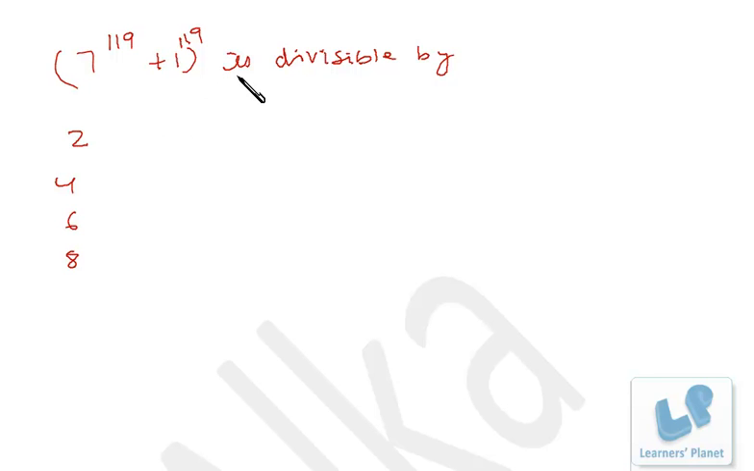If this expression is divisible by 8, then it is divisible by 2 also, 4 also, 8 also. Now we have to check for 6. For 6, we can directly divide this expression by 6. 7 can be written as 6 plus 1, raised to 119. Now if we divide this expression by 6, what is the remainder that we are going to get? That's 1 raised to 119, that means 1. So with this 1 plus 1, the remainder will be 2. That means this expression is not at all divisible by 6. I hope you are getting me.